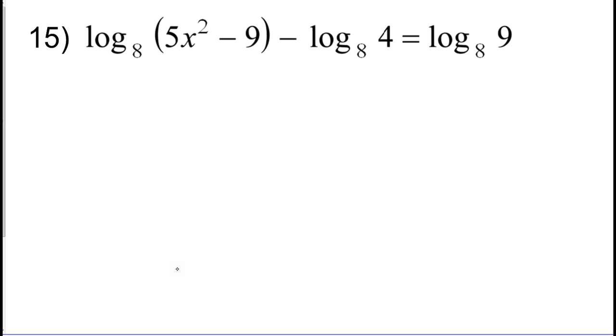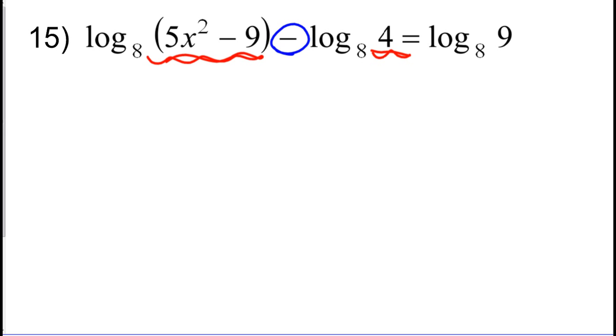All right, so we have log base 8 of 5x squared minus 9, minus log base 8 of 4, equals log base 8 of 9, in case you couldn't read that in front of you. So I'm going to use some properties of logarithms. Please remember that when I am subtracting two logarithms, it is really like I have one logarithm with a quotient for those two. If I'm subtracting, then I'm really dividing. Remember, if you're adding, you're really multiplying.